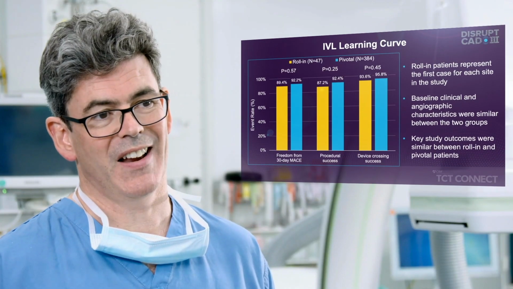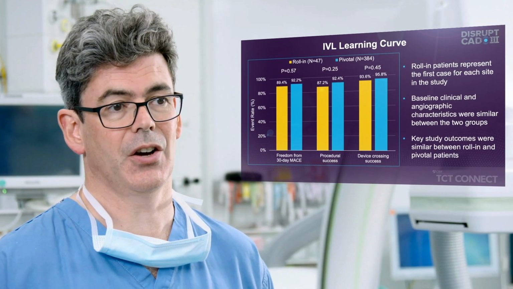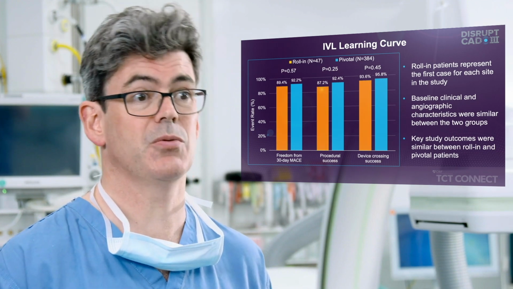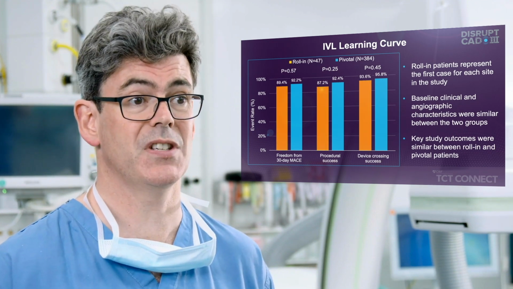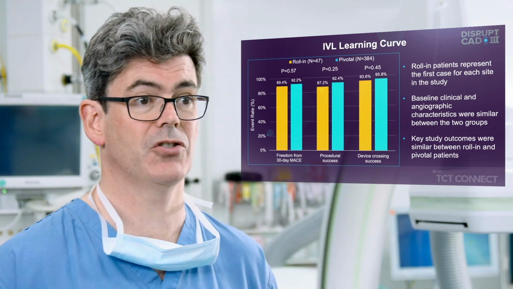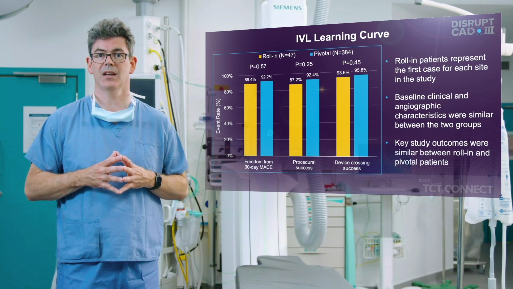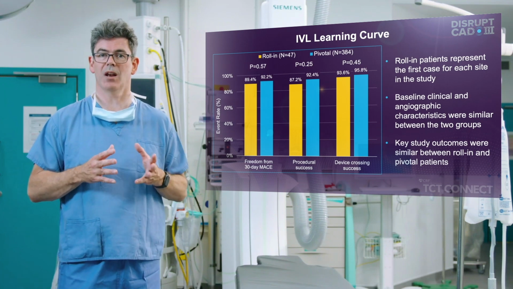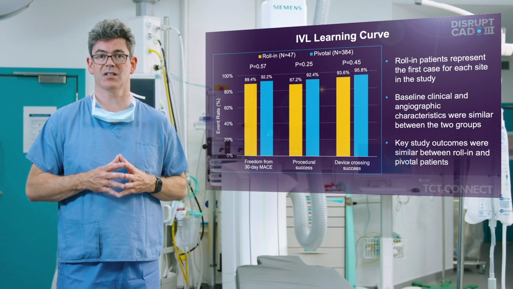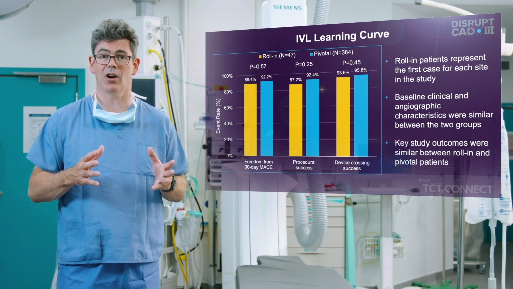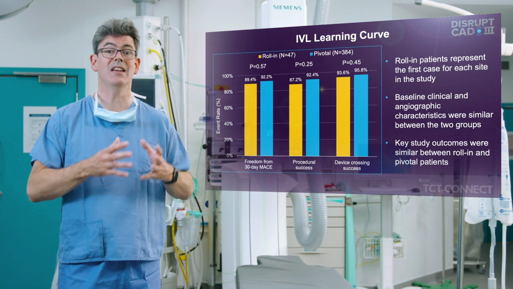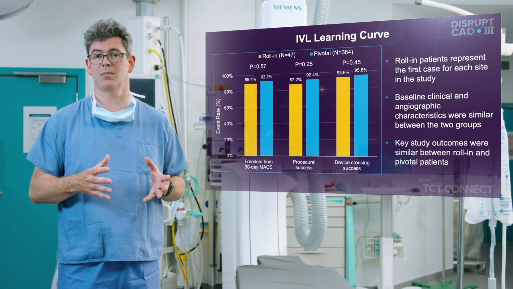With the introduction of any new technology, there's a learning curve. This slide compares the 47 roll-ins, which was the first case for each of the 47 international sites, compared to the 384 patients in the pivotal study. These two groups were similar with respect to clinical and angiographic characteristics. And as you can see, their key outcomes, 30-day freedom from MACE, procedural success, even device crossing success, were similar.